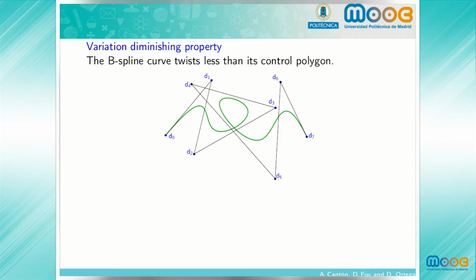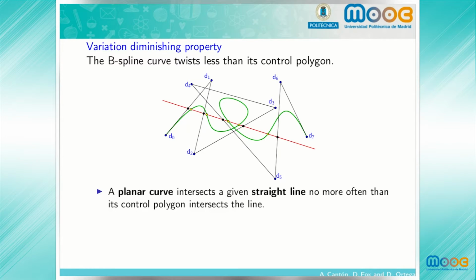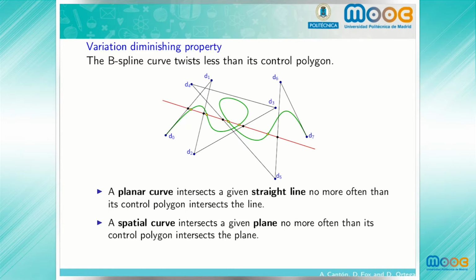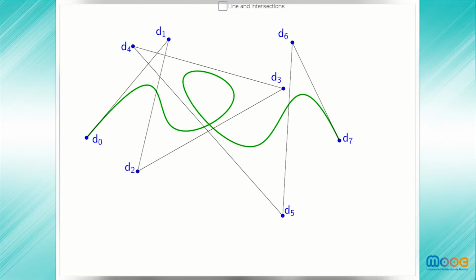They also enjoy a property called the variation diminishing property, which basically says that the B-spline curve twists less than its control polygon. Concretely, for a planar curve, that means a curve in the plane, this curve intersects a given straight line no more often than its control polygon intersects the line. When the curve is in space, this curve intersects a given plane no more often than its control polygon intersects the plane. On the screen we see a cubic B-spline curve, and we'll see what the variation diminishing property means.